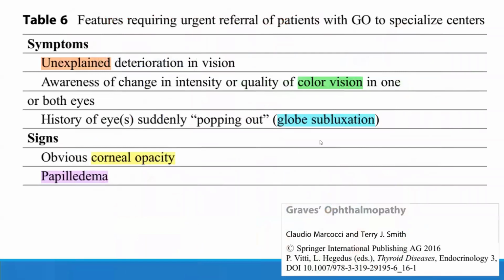Okay. So I put another slide of features that require urgent referral. Symptoms that need urgent referral to an ophthalmologist: unexplained deterioration of vision, awareness of a change in the intensity or quality of color vision, history of the eyes suddenly popping out, globe subluxation. Other signs that require urgent referral: obvious corneal opacity or papilledema.